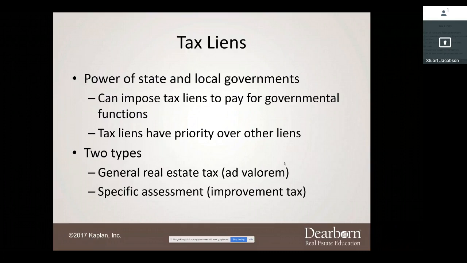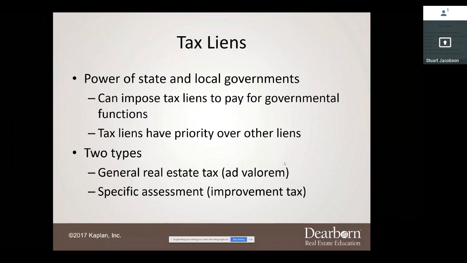So again, going back to the two types of taxes, you have the ad valorem taxes, which are your general real estate taxes. When someone asks you what the annual taxes for the home are, they're probably referring to ad valorem taxes. Ad valorem is translated to "according to value." So the general real estate taxes are based on the assessed value of the home.